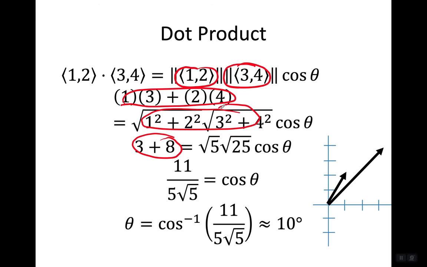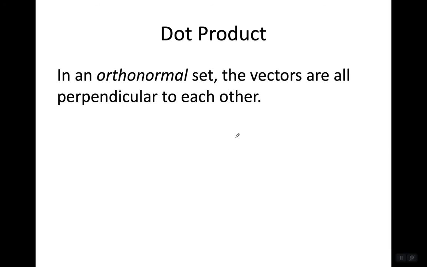So in other words, we have 11 equals the square root of 5 times the square root of 25 times cosine theta, or in other words, 11 over 5 root 5 equals cosine theta. And that's because the square root of 25 is 5. So 11 over 5 root 5 is cosine theta. Theta is the inverse cosine of 11 over 5 root 5, and that angle is 10 degrees.